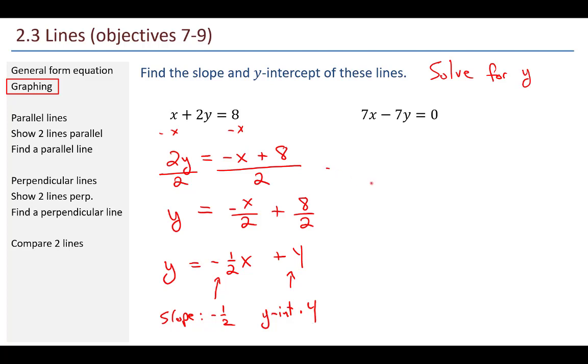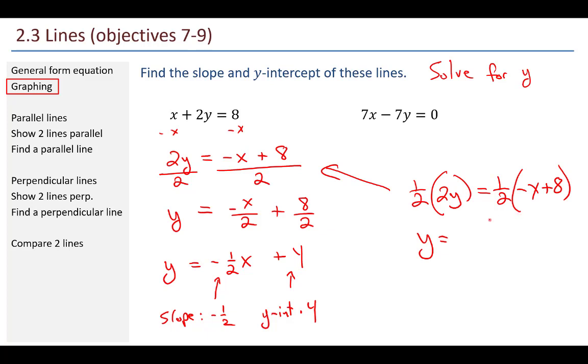One thing I could have done at this step here, instead of dividing both sides by 2, I could have thought about multiplying both sides by 1/2. Look how that works. 1/2 times 2y equals 1/2 times negative x plus 8. And then you can distribute the 1/2 on the right, and you get negative 1/2 x plus 4. So that might be another way to solve this problem. Instead of dividing both sides by 2, think of it as multiplying both sides by 1/2.